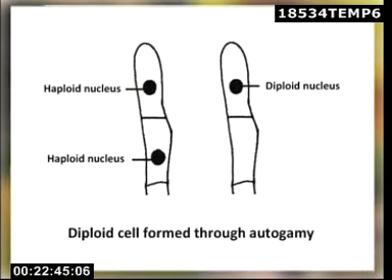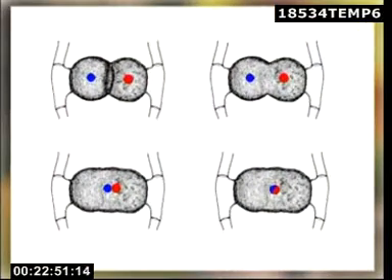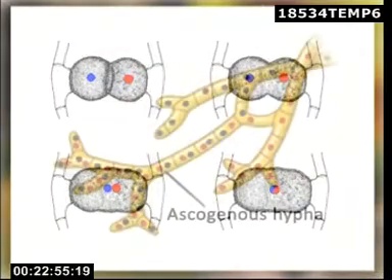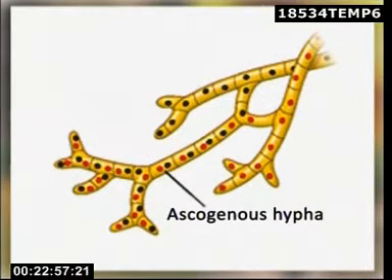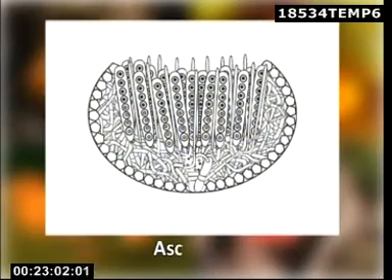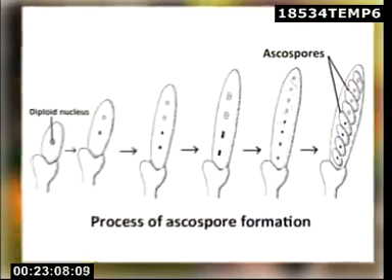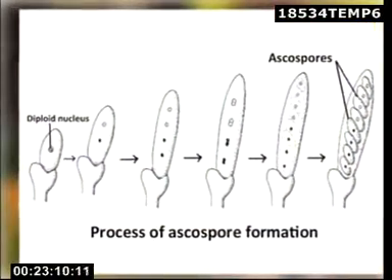However, in certain cases, one must remember that the autogamous pairing takes place. Cell division in the dikaryotic cell occurs in such a way that the resulting cells are dikaryotic and form an ascogenous hypha. The dikaryotic hyphae grow together to form a reproductive structure called an ascocarp. The two nuclei in the terminal cell fuse and become a diploid nucleus.